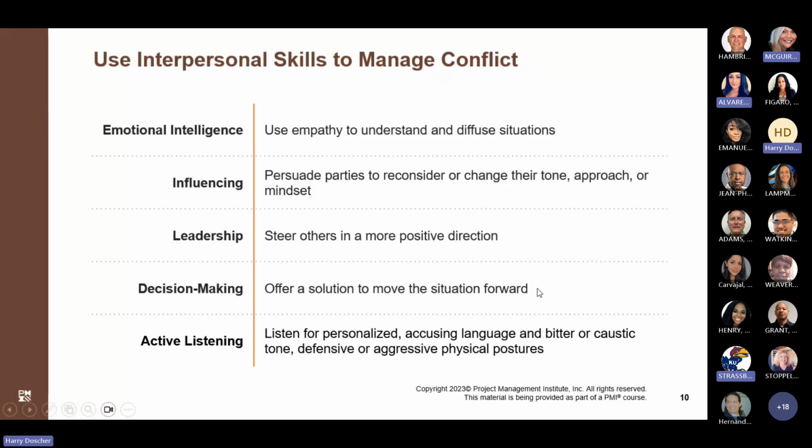Now, depending on the maturity of the team, offering a solution to move the situation forward, if it's a brand new team, may be a way to go. If you've got a performing team, what you want to do is coach them so that they come up with the solution to move the situation forward, because then they buy into it because they've determined what the solution needs to be.